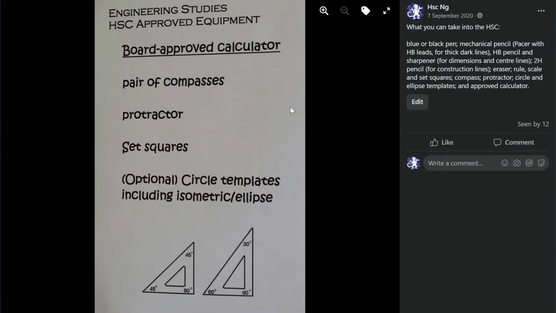Okay, so what are you allowed to take into the exam? Well, you're allowed to take in a pair of compasses, a protractor, set squares, circle templates, including isometric circle templates, which I've already mentioned previously. You're also obviously allowed to take a blue and black pen to write with. You can use a mechanical pencil. I would have called it a pacer. You really should be using HB for thin, dark lines. You can use a HB pencil and a sharpener for dimension lines and center lines. Again, you could probably get away with a pacer if you wanted.